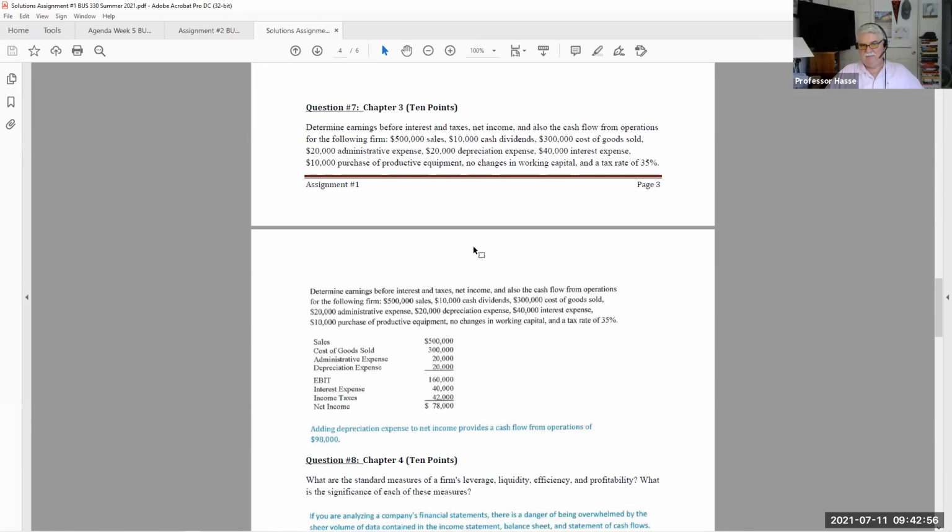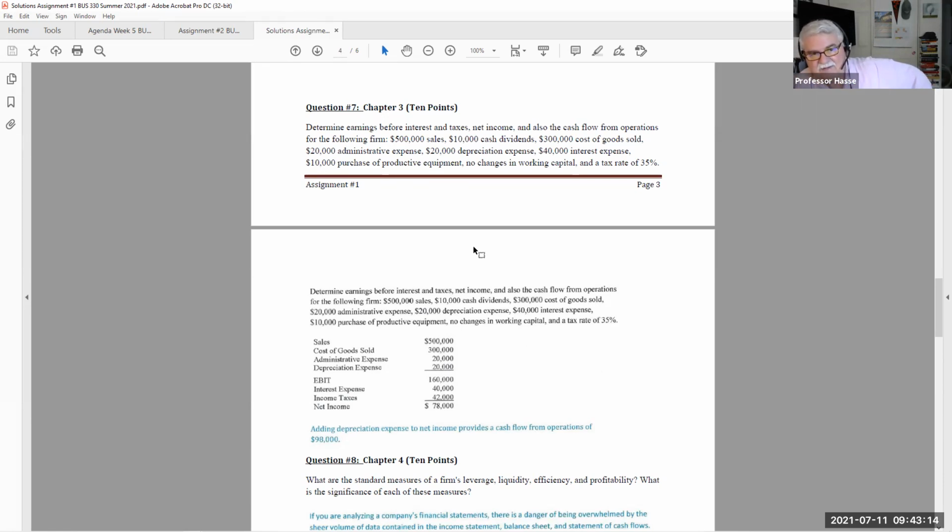There's no changes in working capital, which means there's no change in accounts receivable, current liabilities, current debts. Don't have to worry about that as far as operating cash flow. And our tax rate is 35%.